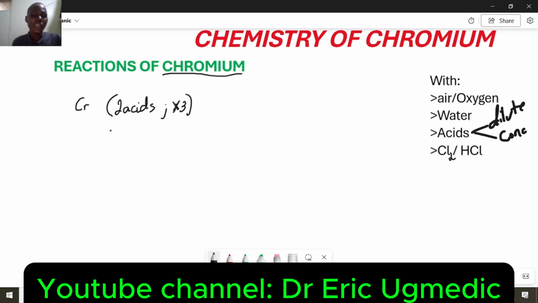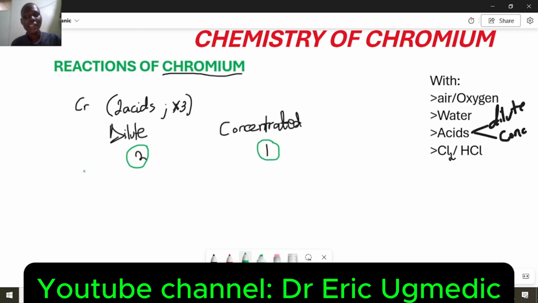So what I mean is that we have dilute acids, and we also have concentrated acids. So we have concentrated. So what I mean by 3 times is that you can have 2 times this side and only 1 time this side. So that's like a trick I used to remember whenever it comes to reactions of chromium with acids. So I remember that it only reacts with two dilute acids and then with one concentrated acid.